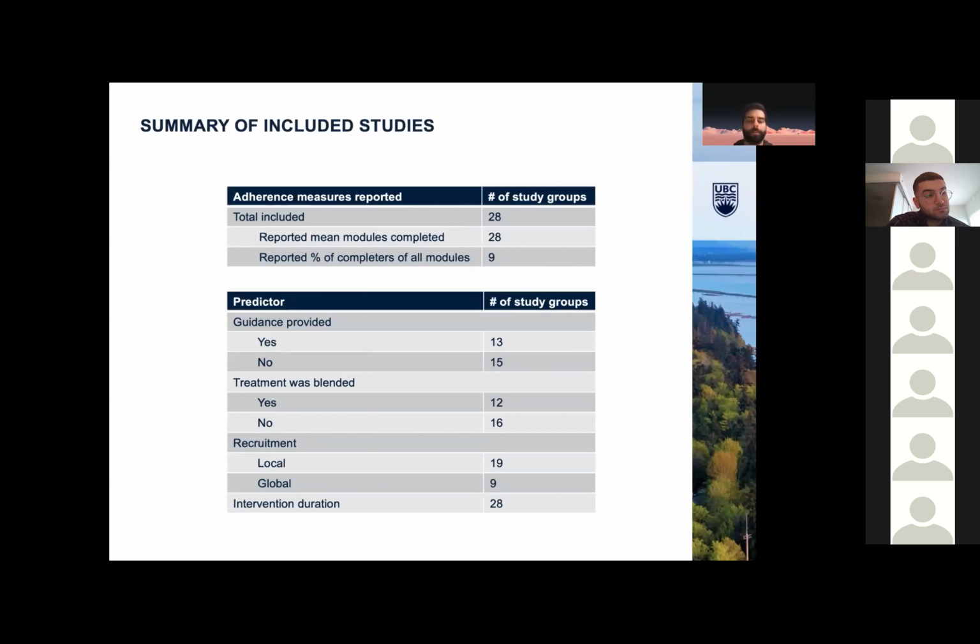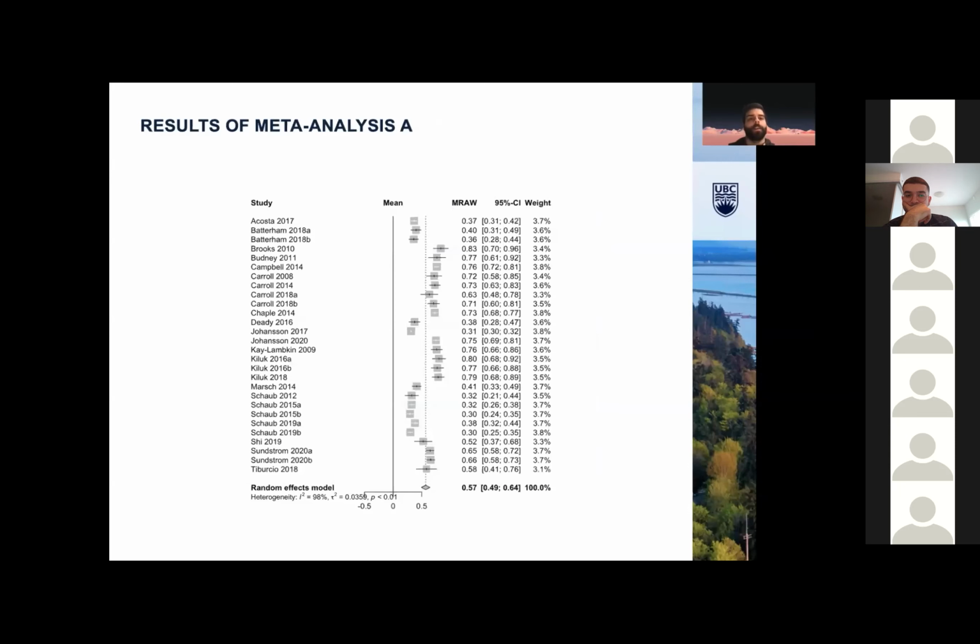When we're looking at the predictor table at the bottom, I think the only interesting thing here is that there's a sufficient amount of observation per category or variable. Usually it's recommended to have the cutoff is around 8 to 10 observations per variable. And most of these, except for the global recruitment, meet the cutoff easily. Yes. So the results, so this is the forest plot for the meta-analysis of mean percentage of modules completed.